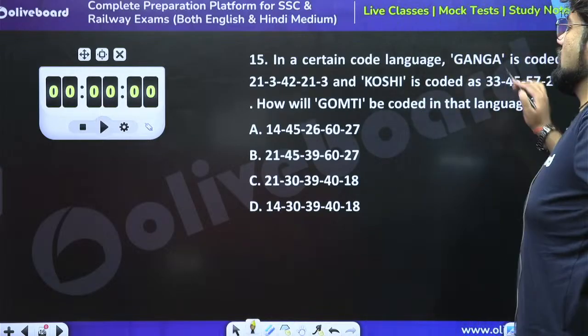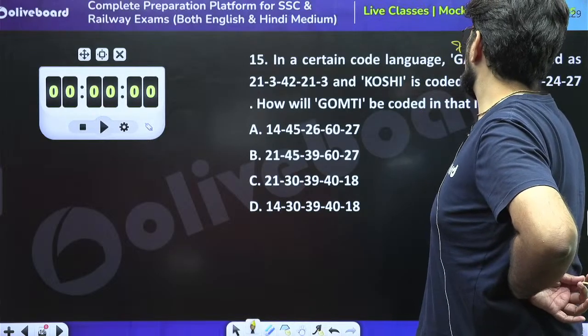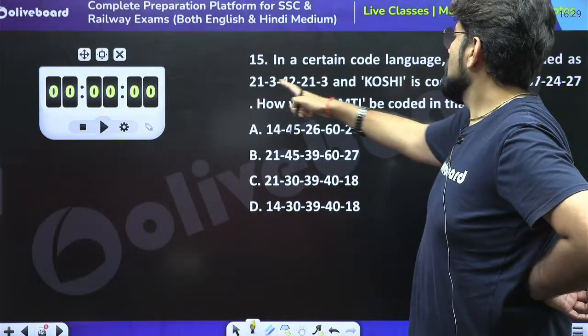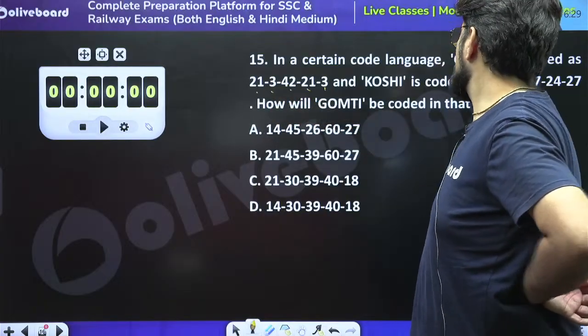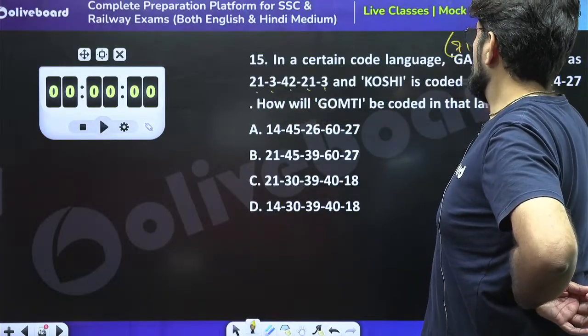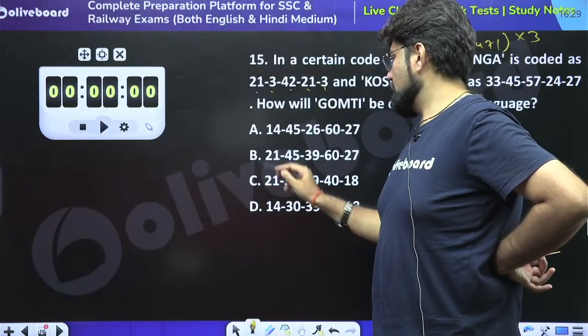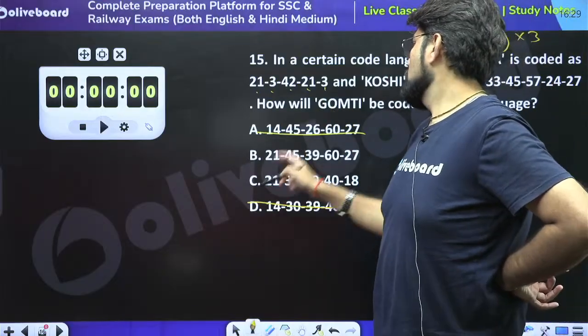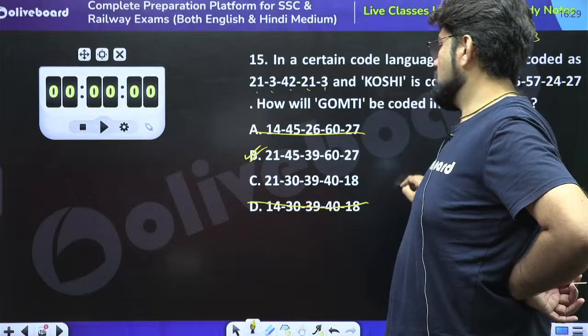So Ganga is coded as G 7, 1, 14, 7, 1, 21, 3, 42, 21, 3. So we are just multiplying this by 3. So what is the code for Gomti? 7 into 3 is 21. Gone, gone. 15 into 3 is 45. Option B is the right answer.